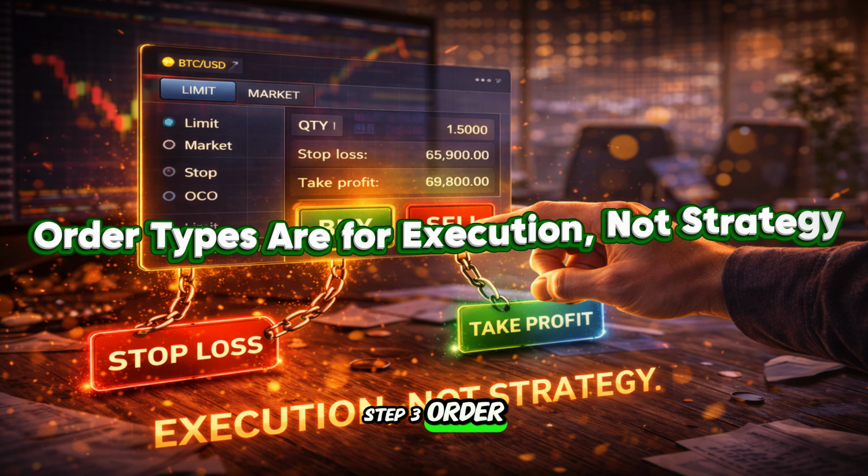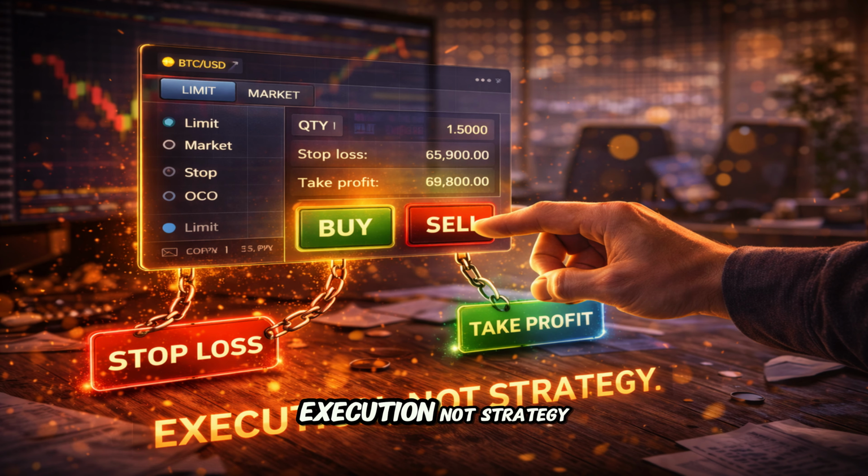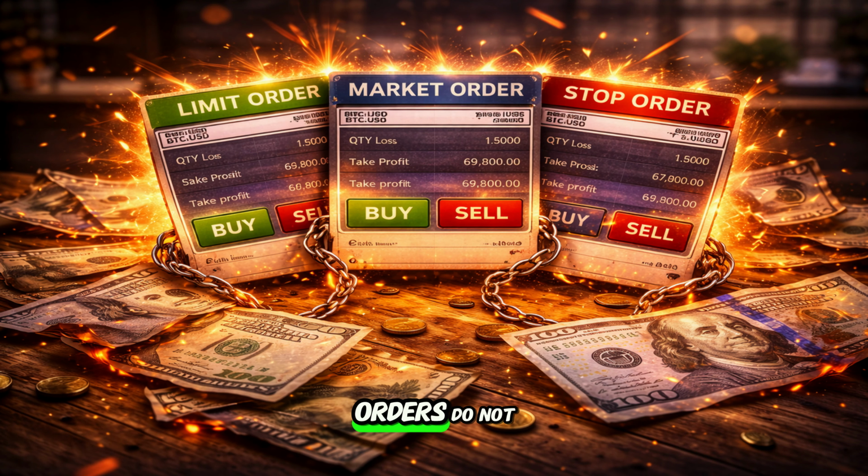Step 3. Order types. Execution, not strategy. Orders do not make you profitable. They only execute decisions you already made. Market orders, limit orders, stop orders. These are tools, not strategies.